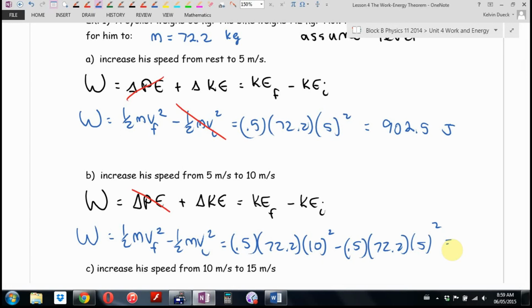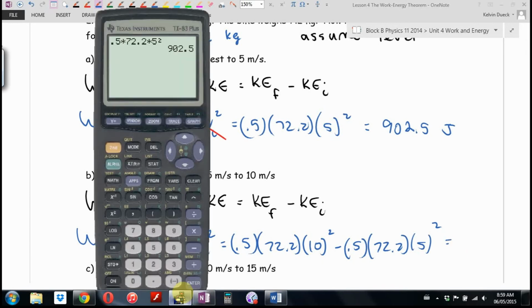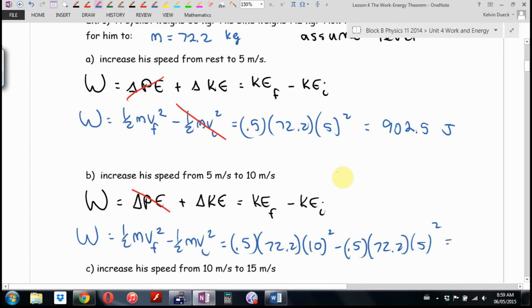What'd you get? 2,708. And Devin has a curious mind. He actually divided them, and he said, oh, it's 3 times as big. Is it 708 or 707.5 or something? It's exactly 3 times larger. Devin, what are we increasing in part C by how many meters per second? I wonder if that'll be 3 times.